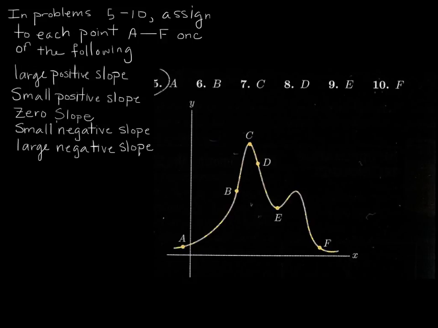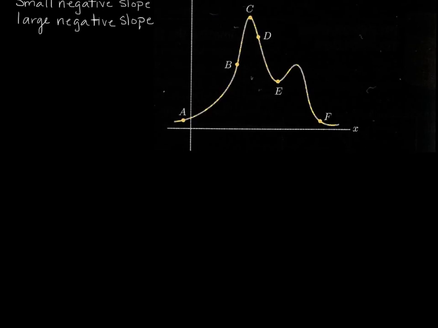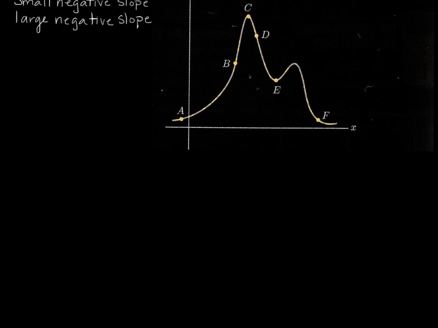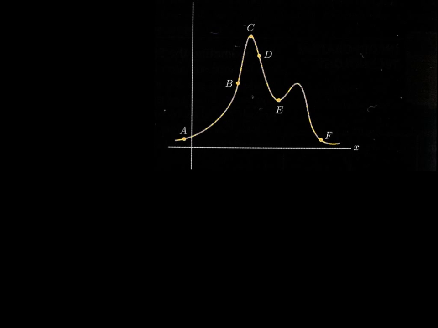In problems 5 through 10, we need to assign each one of these statements to the points here. In order to analyze the slope of a point, we need to analyze the slope of the tangent line, because the definition of the slope of a point is the slope of the tangent line at that point. So what we need to do is go ahead and draw in a few of the slopes of the tangent lines at these points. This way, we can answer the questions. So let's go ahead and do that.